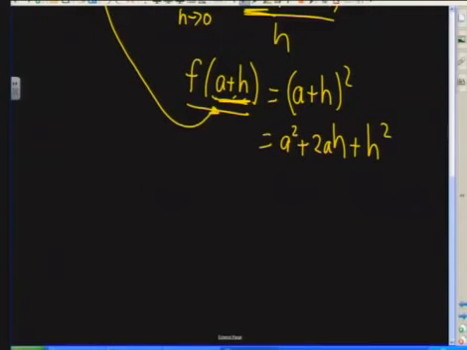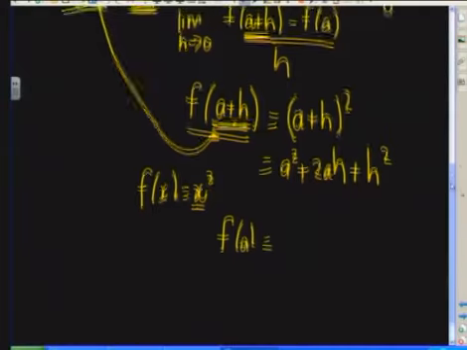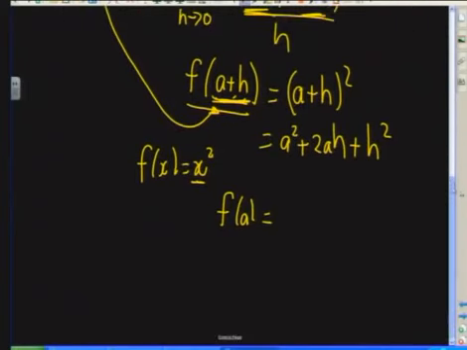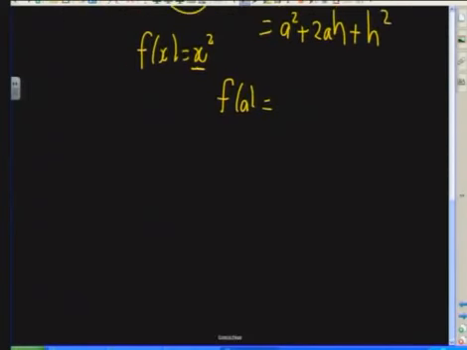All I simply did was I used the function f of x is equal to x squared, and in place of x, I put in a plus h. Okay, hopefully you're all with me. And then to find f of a, which I need because the formula says I need to subtract f of a, I simply put that a into the formula of my function, and I get a squared. So f of a is equal to a squared.